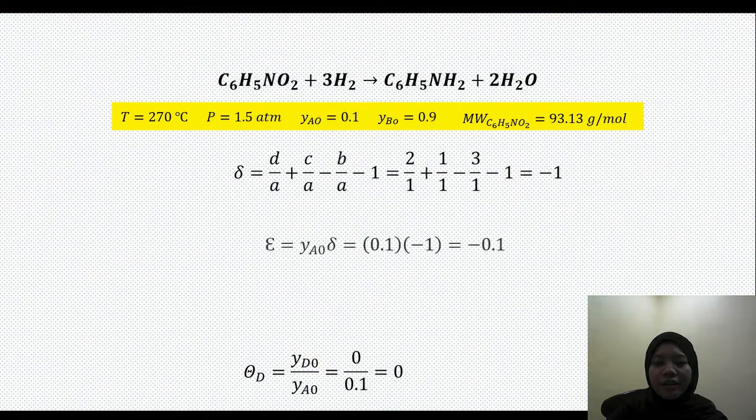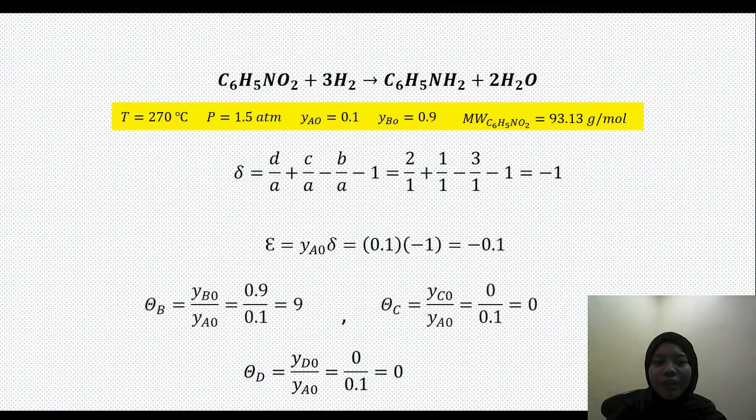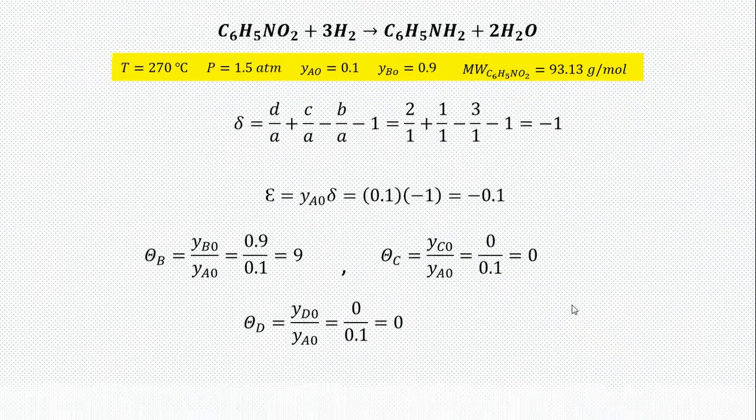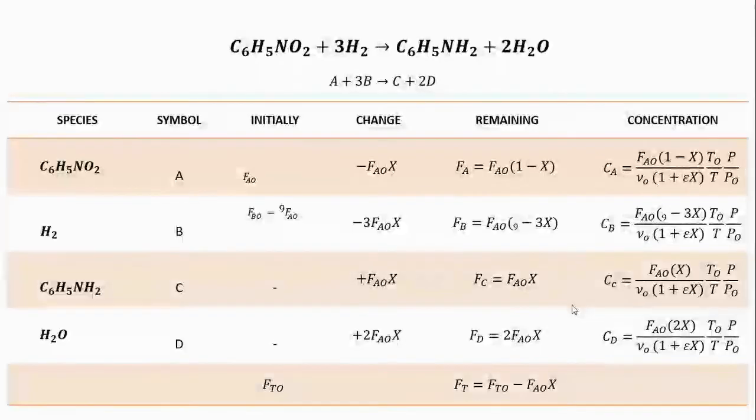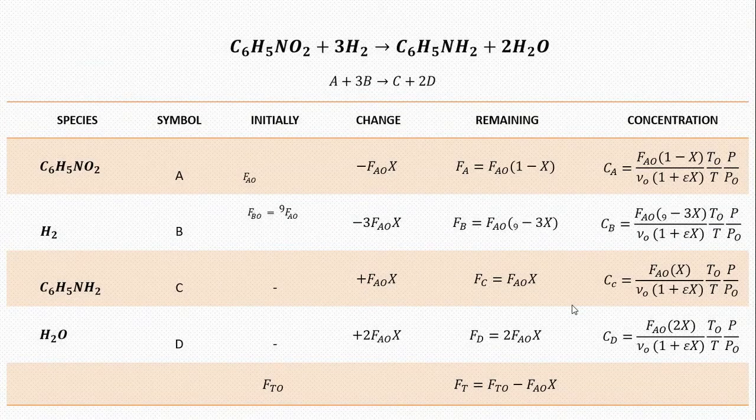Stoichiometry table. From the reaction and the information given, we can calculate the stoichiometry coefficients. Therefore, we can construct the stoichiometry table of the reaction of hydrogenation of nitrobenzene to produce aniline.